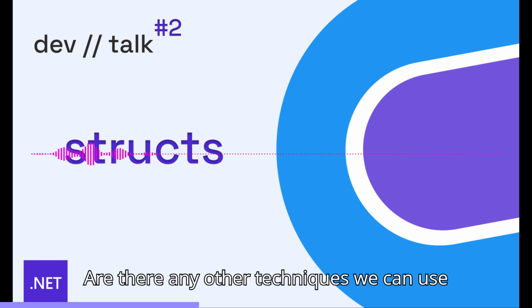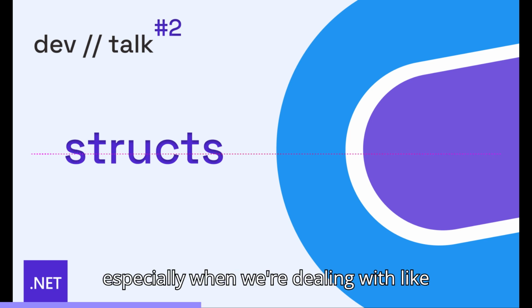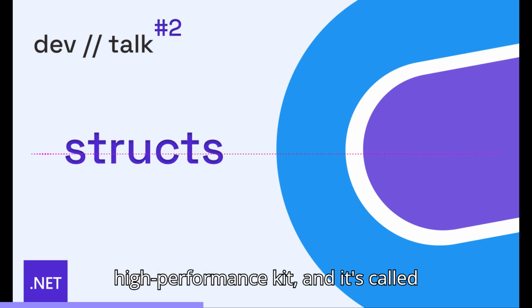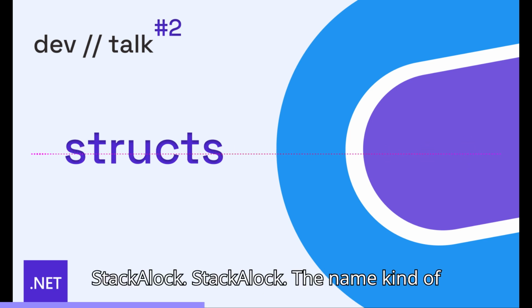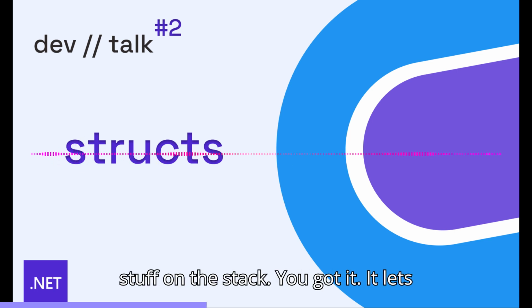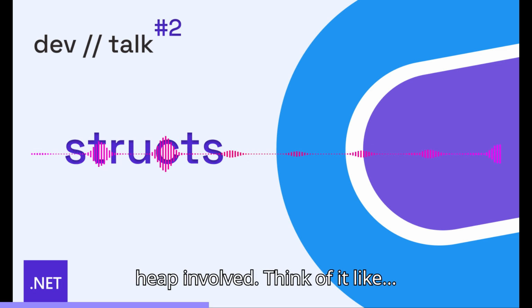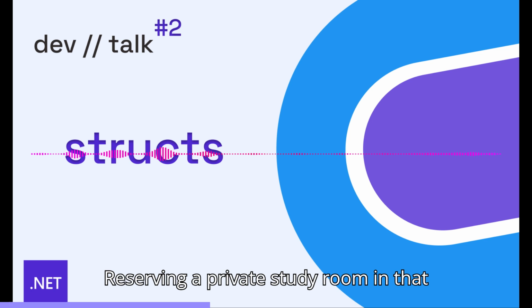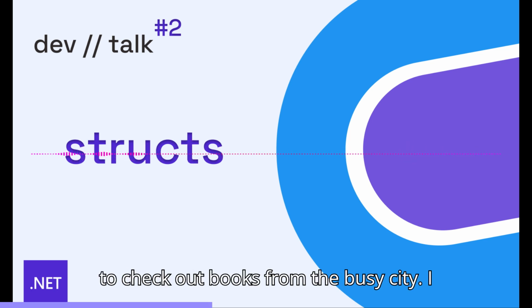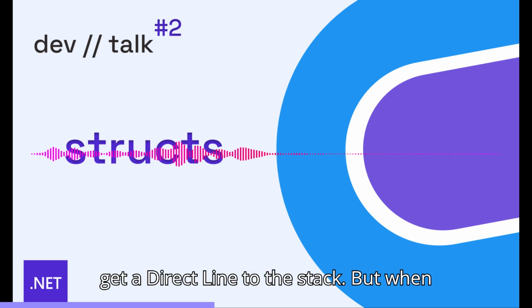Are there any other techniques we can use to keep that garbage collector happy, especially when we're dealing with lots of temporary data? Absolutely. There's another tool in our high-performance kit, and it's called stackalloc. The name kind of gives it away. Sounds like it allocates stuff on the stack. You got it. It lets you grab memory directly on the stack. No heap involved. Think of it like reserving a private study room in that well-organized library of ours. No need to check out books from the busy city. I love how our analogies are coming together. Yeah. So with stackalloc, we get a direct line to the stack.